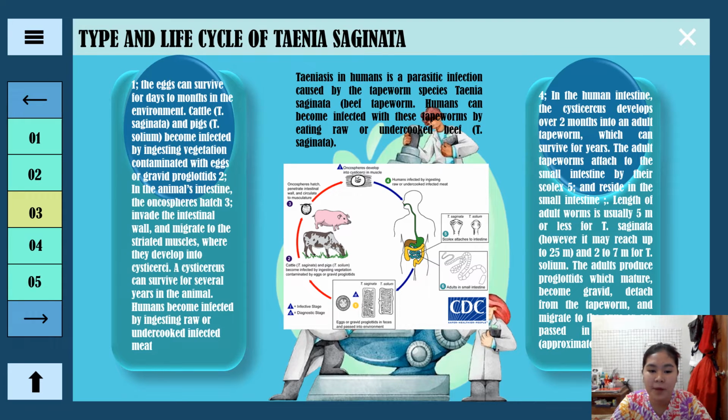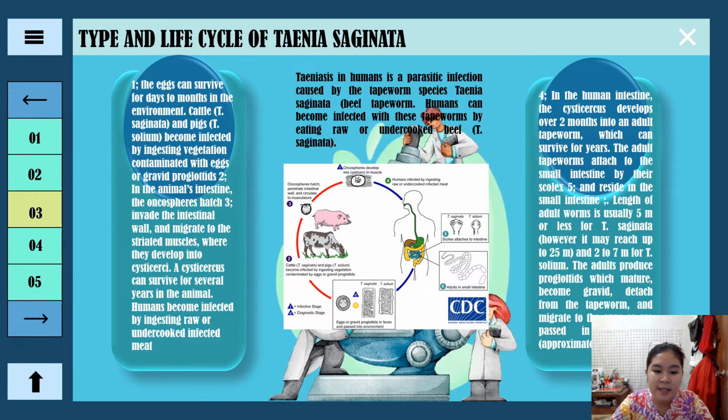So eggs or gravid proglottids are passed with feces. The first step in the life cycle is the eggs. The eggs can survive from 4 days to 2 months in the environment. The cattle and pigs become infected by ingesting vegetation contaminated with eggs or gravid proglottids. Second, in the animal's intestine, the oncospheres hatch. Then third, it invades the intestinal wall and migrates to the striated muscles, where they develop into cysticerci.